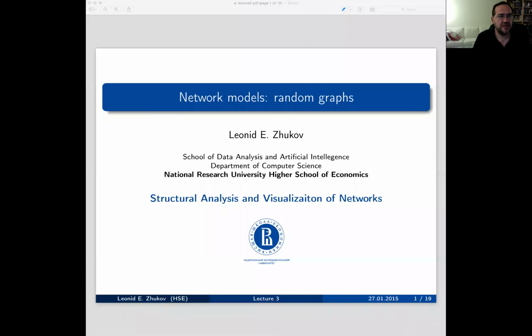And let's get started. So today we're going to talk about network models, and we'll start with the first network model, a random graph.